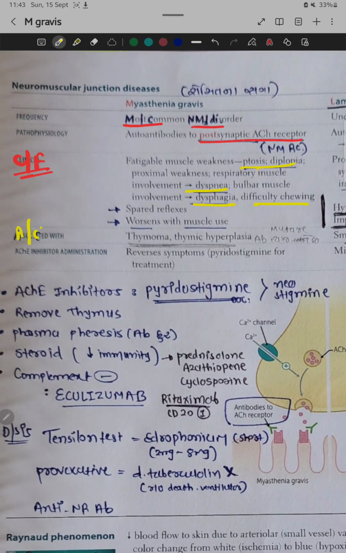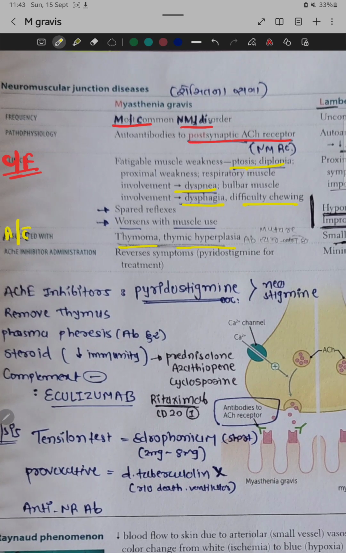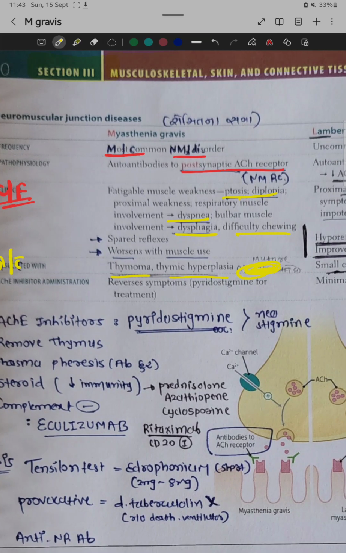It is associated with thymoma or thymic hypoplasia, because these antibodies are formed, or actually matured, in the thymus. Thymic hypoplasia will also be there.